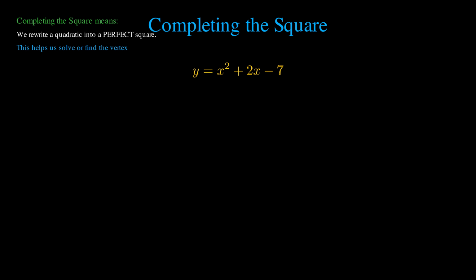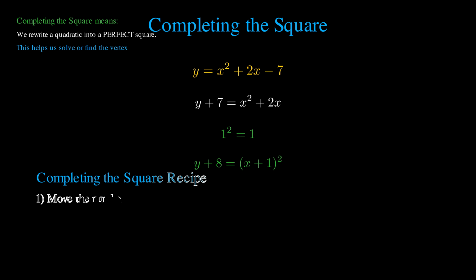Let's do one more example to make this very clear. We move negative 7 to the other side. It becomes positive 7. The equation is now y plus 7 equals x squared plus 2x. The coefficient of x is 2. Half of 2 is 1. 1 squared is 1. We add 1 to both sides of the equation. The right side becomes (x plus 1) squared. The equation is y plus 8 equals (x plus 1) squared.